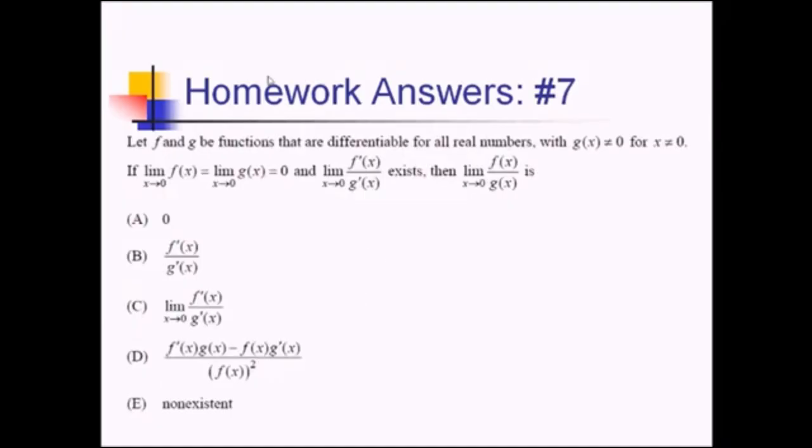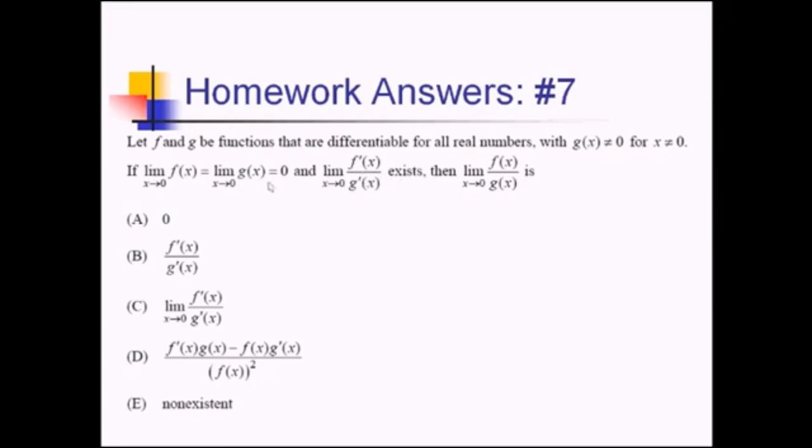For this problem, we've got f and g as differentiable functions. g isn't 0, x isn't 0, the limits of f and g equal 0, and the limit of the ratio of their derivatives exists. Based off of all this craziness, we want to know the limit as x approaches 0 of f of x over g of x. Now, if you remember L'Hopital's rule, the conditions are that your numerator and denominator limits both have to equal 0 or infinity, but in this case we have 0, and this ratio of derivatives has to exist.